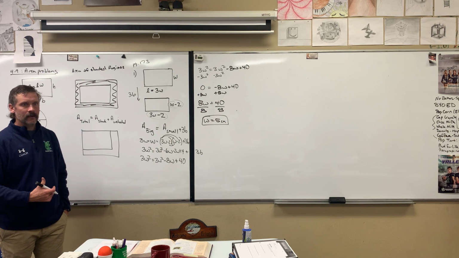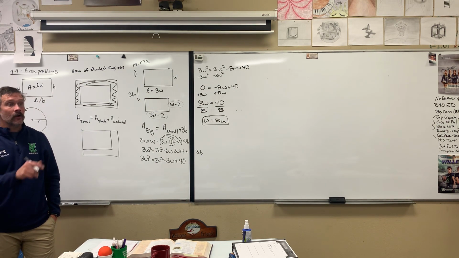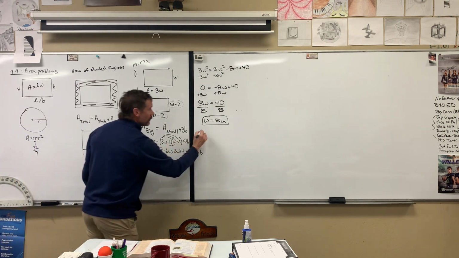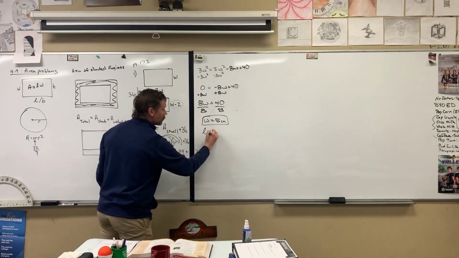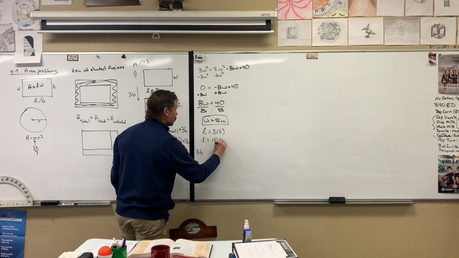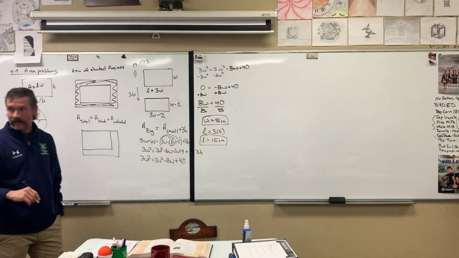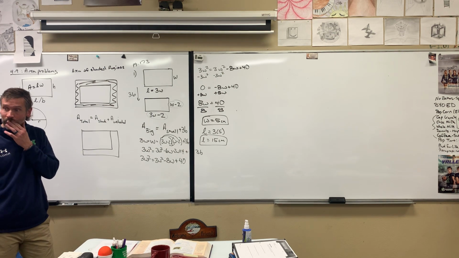The area? No. Read the question. What does the question ask for? The length. Original dimensions. Therefore, I need the length. So what is the length going to be on the original? 15. Okay, because 3 times 5 is 15. 15 centimeters. So make sure you get a width and a length. Okay? All right. We're going to move forward to another problem.